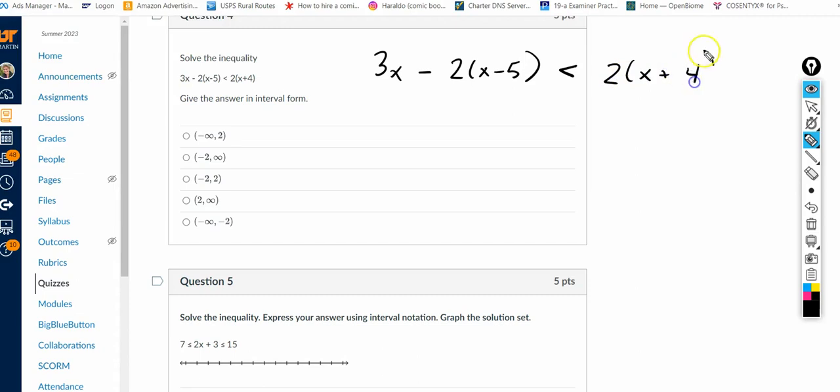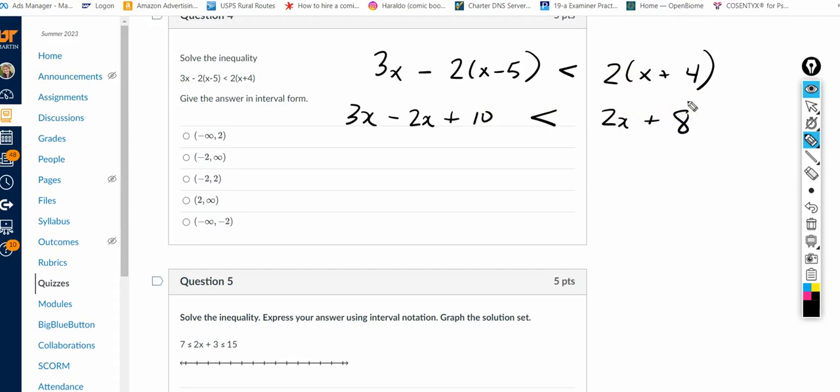Okay. Again, you have to get rid of these parentheses. You have to distribute first before you can do any other kind of strategy. So I'm going to distribute the negative 2 through. So negative 2 times x is negative 2x. And then negative 2 times negative 5 is plus 10. And 2 times x is 2x. And 2 times 4 is 8.